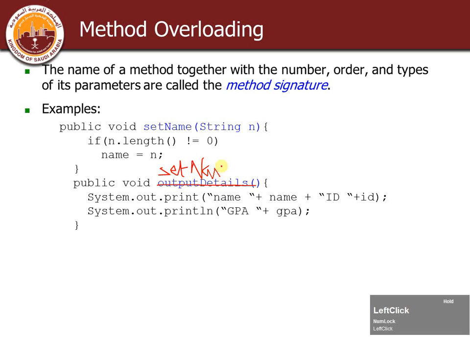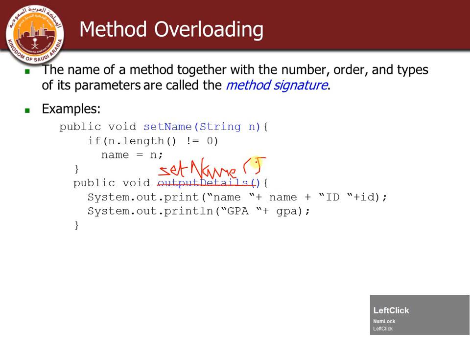Well, if he said yes, no, I just would like to have exactly the same name, like this one, for example. Instead of output details, I will call it setName, just like this, with just two parentheses and nothing inside of it. It's okay because they do not have the same signature.